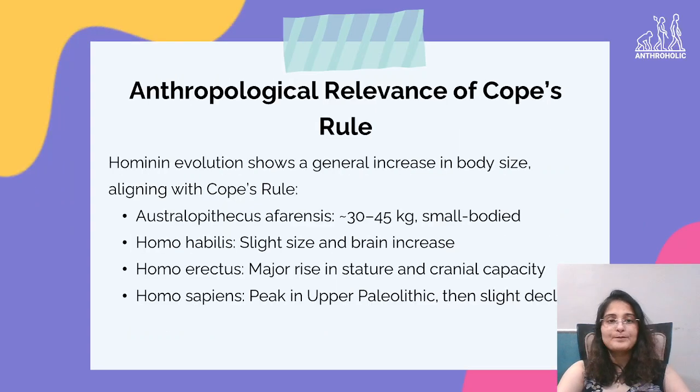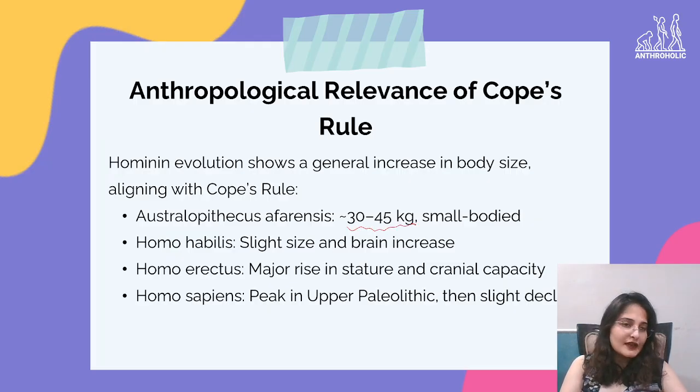So what is the anthropological relevance of this rule? Hominin evolution shows a general increase in body size. In human evolution we saw a general increase in body size, which aligned with Cope's rule. So we can see Australopithecus afarensis, approximately 30 to 45 kg.